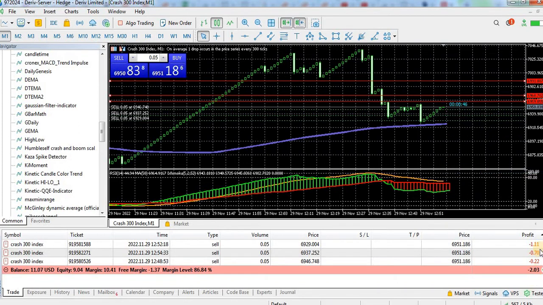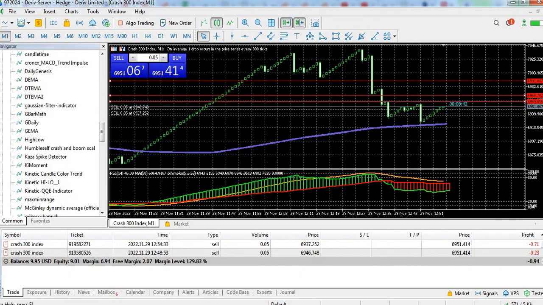I think that is that. So let me just take this loss out. Let me remove this. So let's see what's going to happen. So I've removed one loss. Let's see what's going to happen.